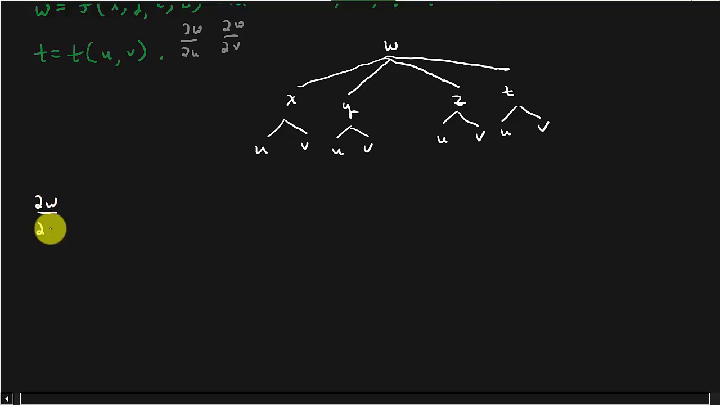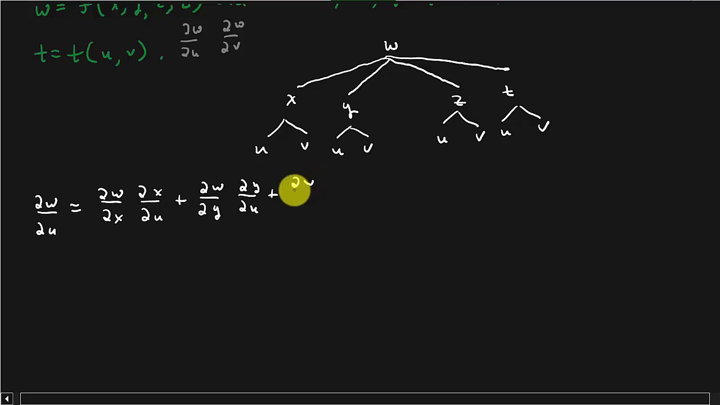So the partial of w with respect to u. Remember, I've got to go from w to u. So I go w, x, u; w, y, u; w, z, u; w, t, u. All right, so to go from w to x, that's going to be the partial of w with respect to x, and then x to u, so that's the partial of x with respect to u. And then plus the partial of w with respect to y times the partial of y with respect to u. See, you're just following the tree branches is all you're doing.